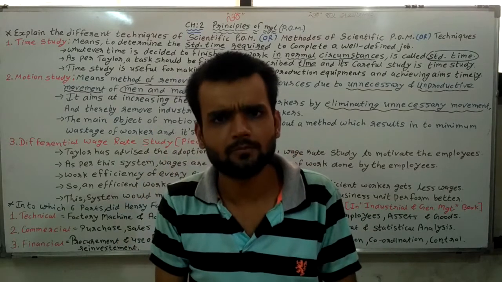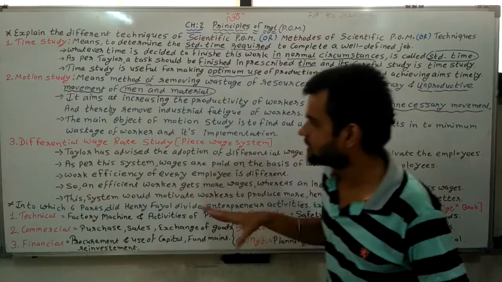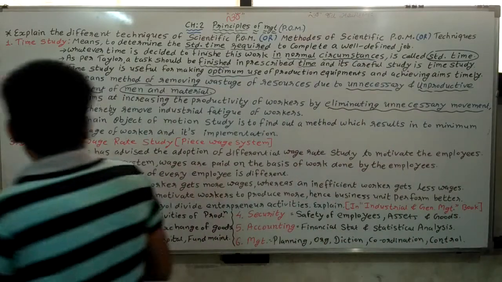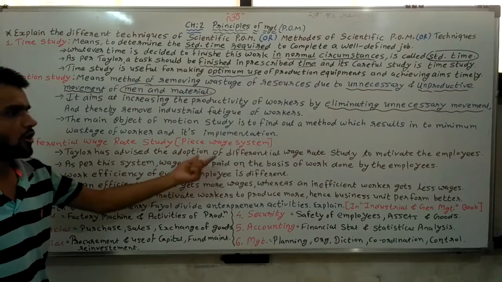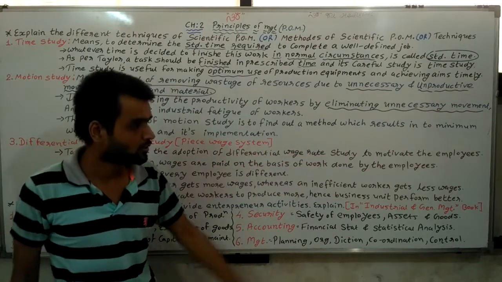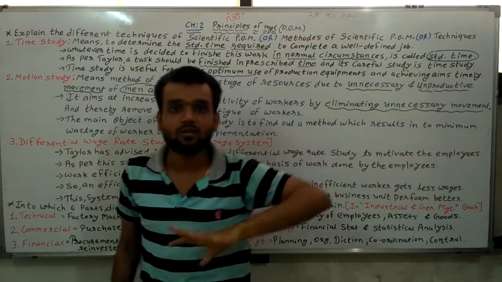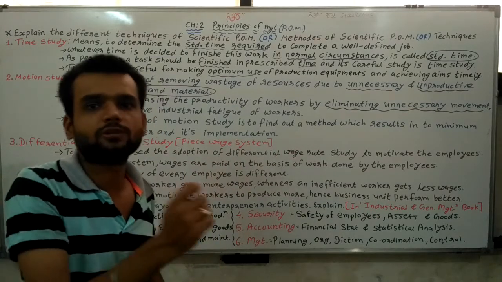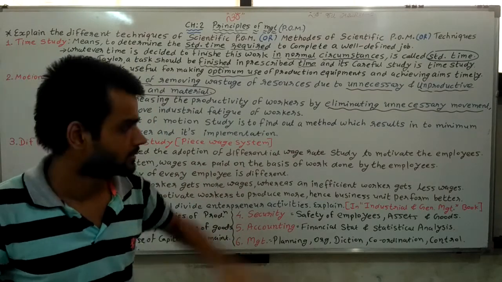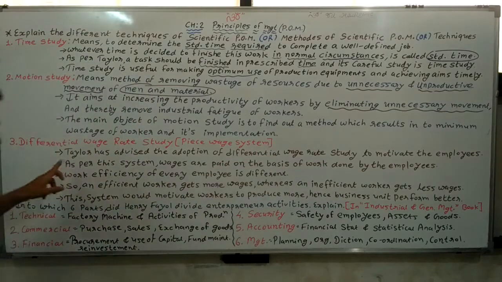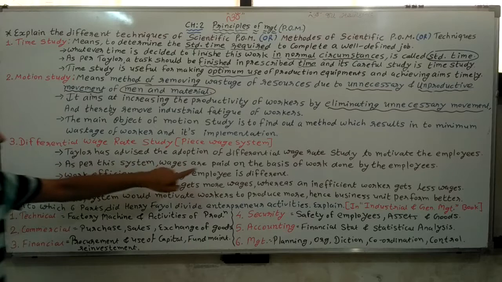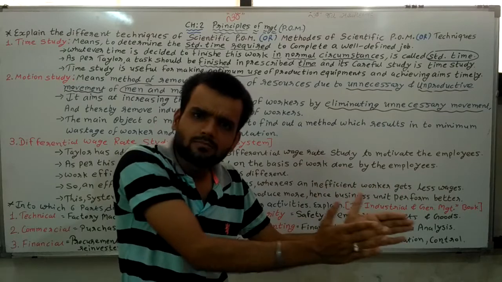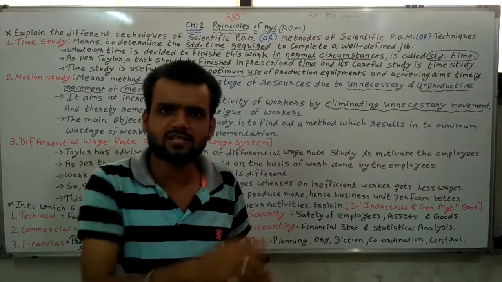And in this concept, this differential wage rate method is applicable. So Taylor has advised the adoption of the differential wage rate study to motivate the employee. Why is this differential wage rate study applicable? To motivate the employees. Second thing, as per this system, wages are paid on the basis of work done by the employee. How are wages paid? On work done by the employee. In that way wages are paid.